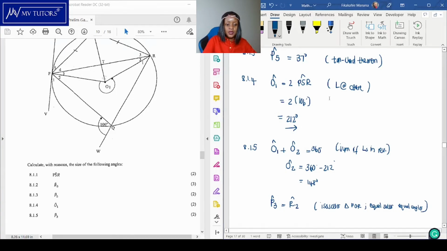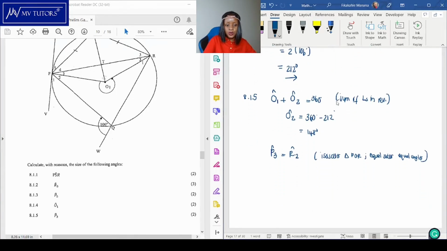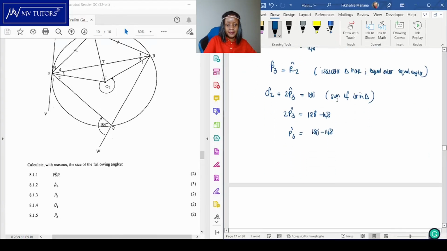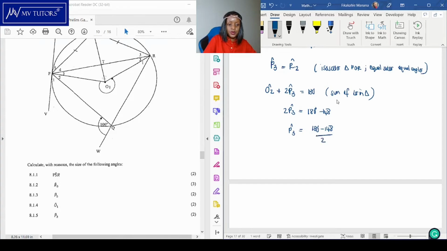Okay, so now I know that O2 plus 2 times P3 is equal to 180. We are doing so much for 2 marks. Sum of angles in a triangle. So O2 is 148, so 2 times P3 is 180 minus 148. So P3 is 180 minus 148 all over 2.